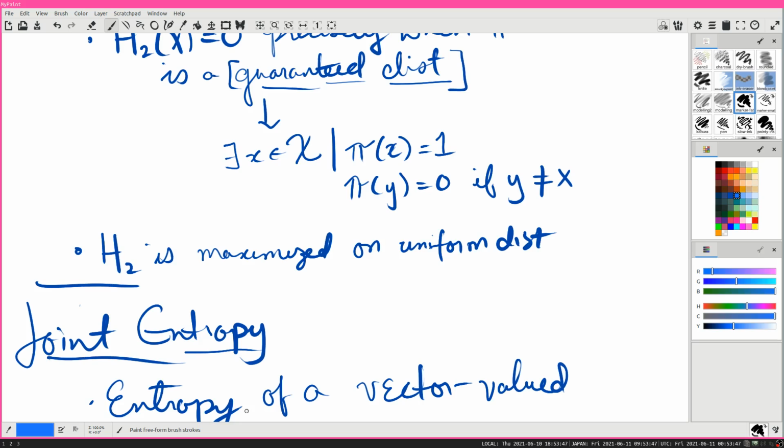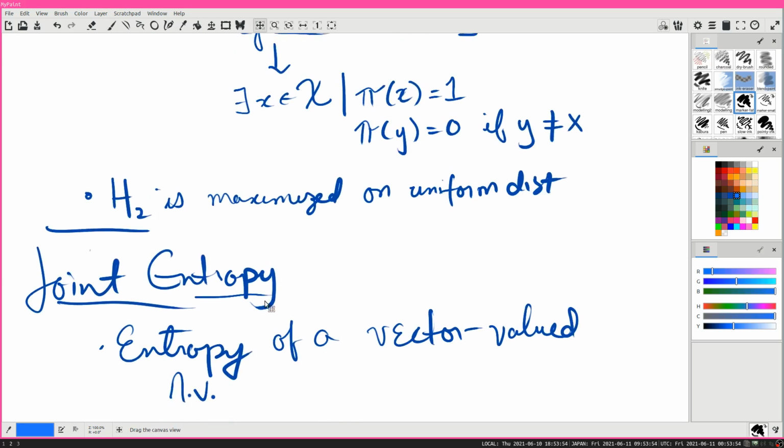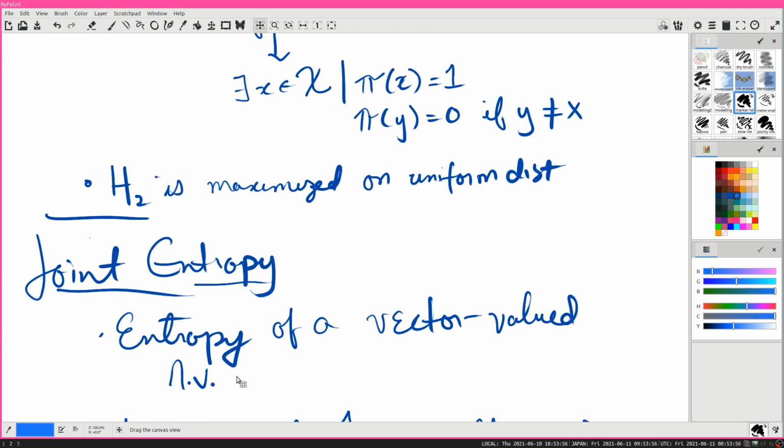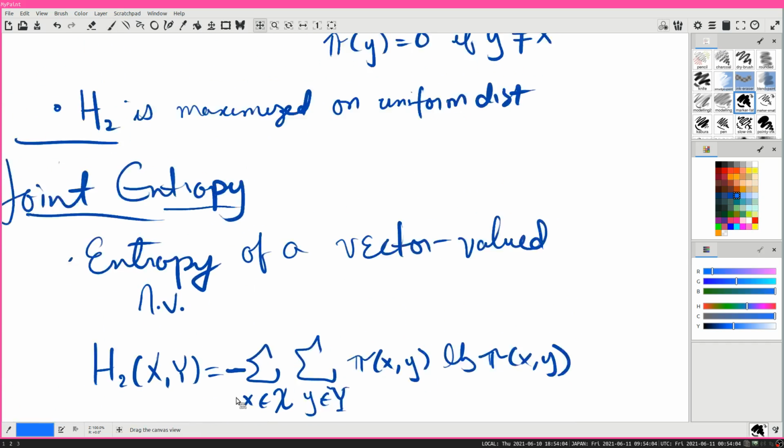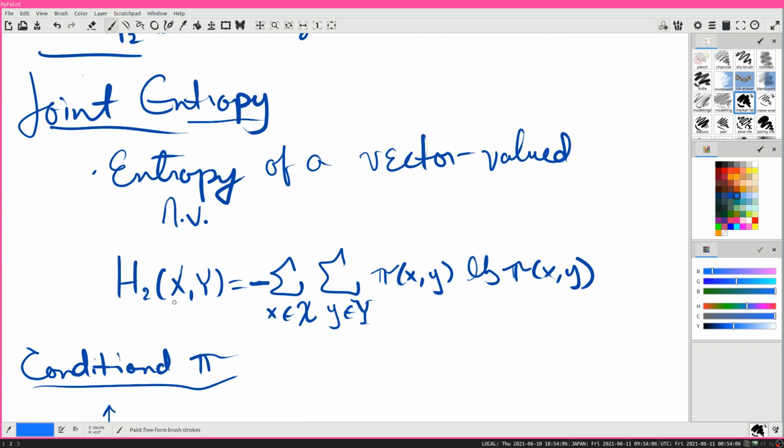And today we're proving a different property of entropy, which is the chain rule of joint entropy, and I'm going to explain what that is. So you have the entropy of a vector-valued random variable. Here we're talking about a variable with two dimensions, so it has an x component and a y component.